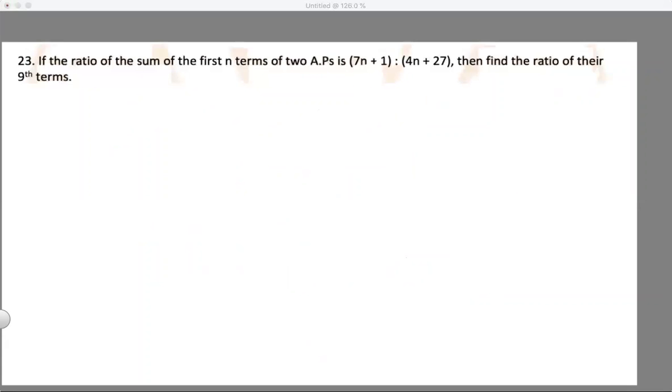If the ratio of the sum of the first n terms of two APs is 7n plus 1 is to 4n plus 27, then find the ratio of their ninth terms.